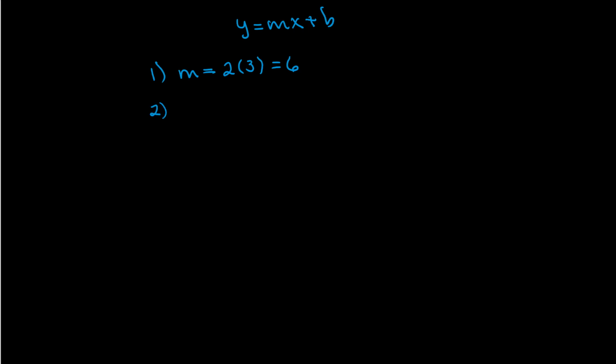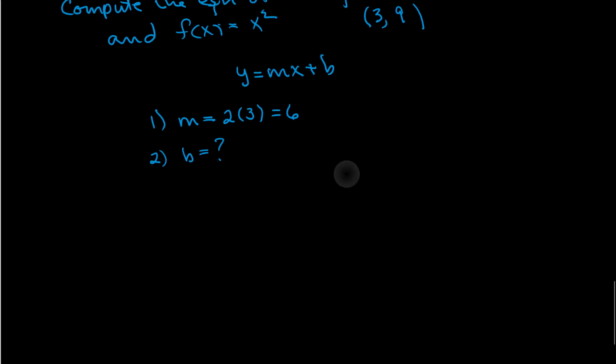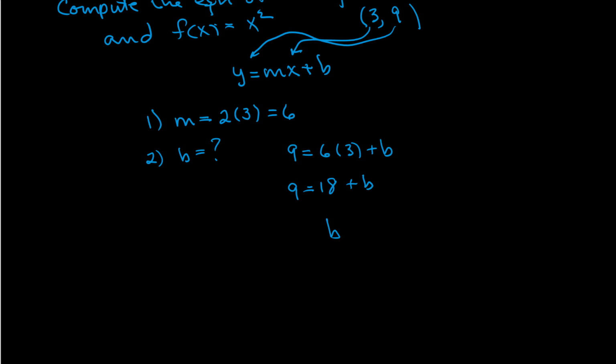Now, the next thing we need to compute is b. For me, an easy way to compute b is, instead of going back to the point slope form, to just take the point that I know is on the line, and we know that x equals 3 and y equals 9 is on this line. So I'm going to rewrite this as: the y value, 9, is equal to the slope times the x value plus b. This gives me 9 equals 18 plus b, which then gives me that b is equal to negative 9. Just subtract 18 from each side. So I have my value for b.